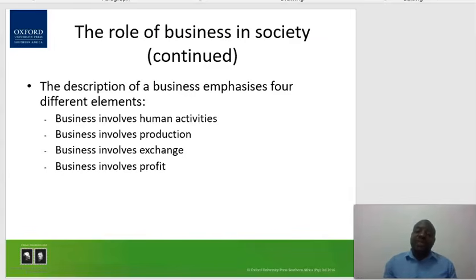Business also involves production. This is where we speak of the transformation process, where inputs or raw materials are converted into output that can then be used by people to meet their own personal needs or the needs of other businesses. So business involves production. Production can lead to either products or services. Products are those that we can physically touch, whilst services are those that we may not be able to touch. There are many other differences between products and services.